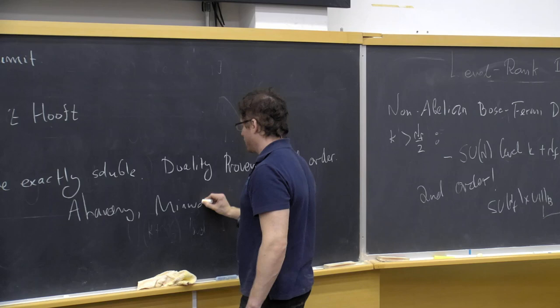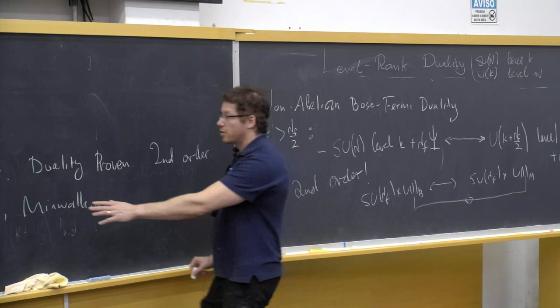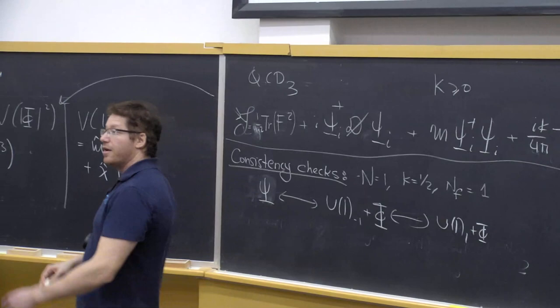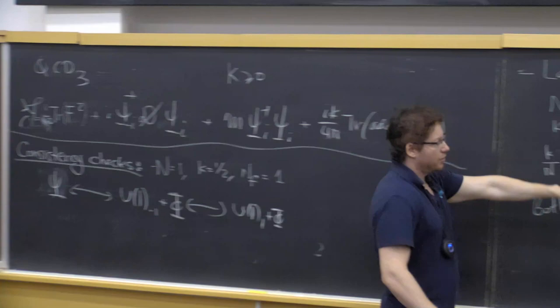So in fact, one collaboration studied the 't Hooft limit of the fermionic theory. The other studied the 't Hooft limit of the bosonic theory. And then they checked that they are the same. So this limit is exactly soluble, and it was shown that the duality is correct.